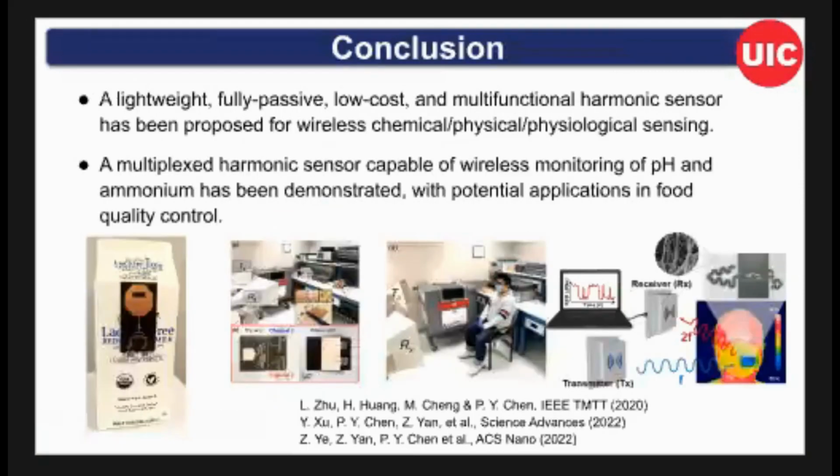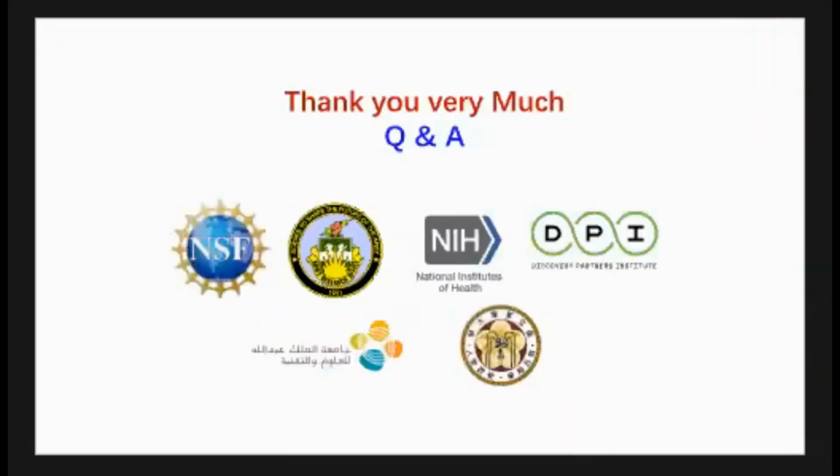So this is the conclusion. We propose a compact, fully passive and low-cost multifunctional harmonic sensor for food quality control. We also apply this technique to other applications like vital sign monitoring. For example, here we built a smart face mask. And we are also trying to integrate it with microfluidic channels for some medical applications. Okay, thank you very much.